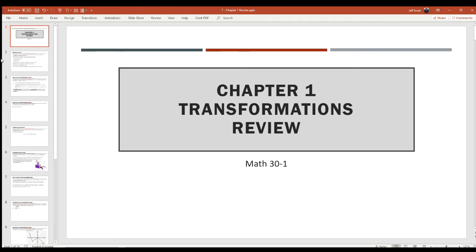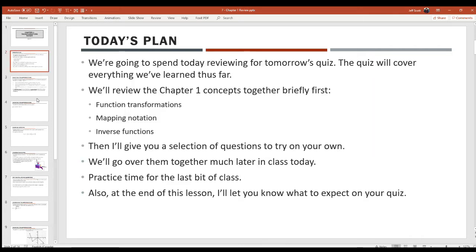Okay, so today we're just going to do some review of the first chapter of Math 30-1. This is on transformations. So we're basically just going to look at how to move functions left, right, up, down, as well as stretch them vertically, stretch them horizontally, and reflect them. So today's plan is going to look like just reviewing everything that we've done so far, because we have a quiz tomorrow, and the quiz is going to cover all that information.